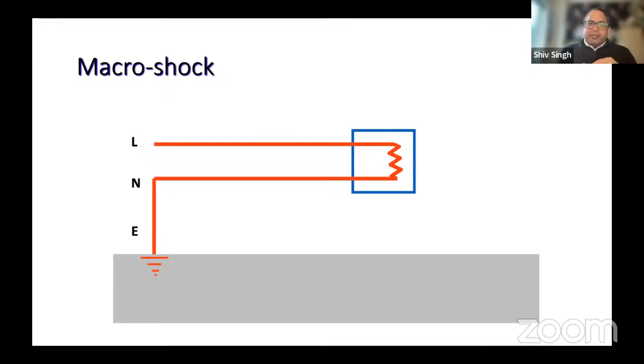And to understand that, we need to look at how the current flows in an equipment. So when you plug in an equipment, there are three terminals to it. You have the live, the neutral, and the earth connections. The current will flow through the live wire, does work, and is returned back by the neutral into the earth. That's where it is dumped. Okay.